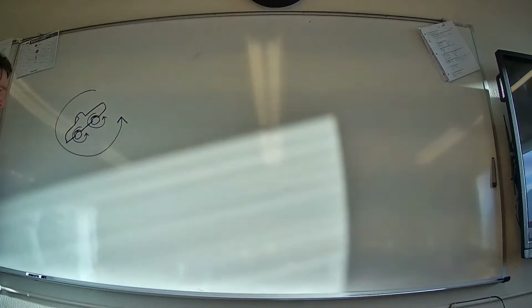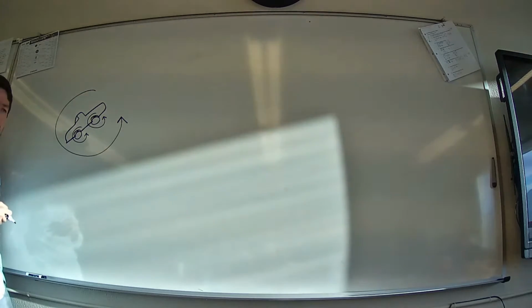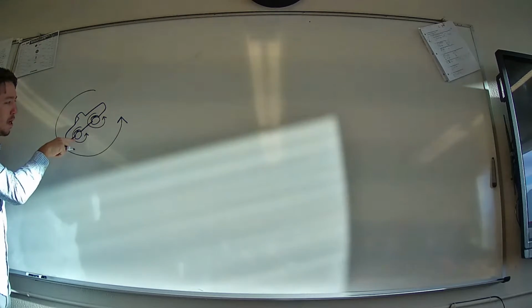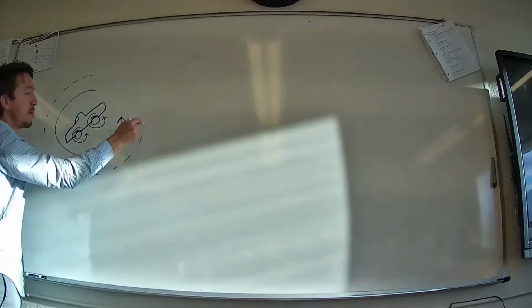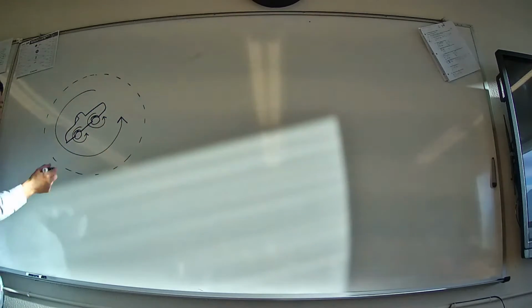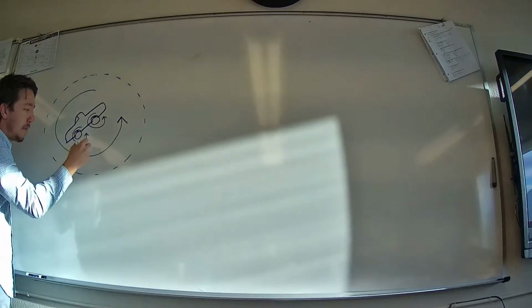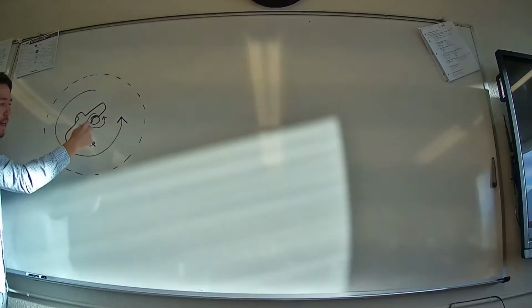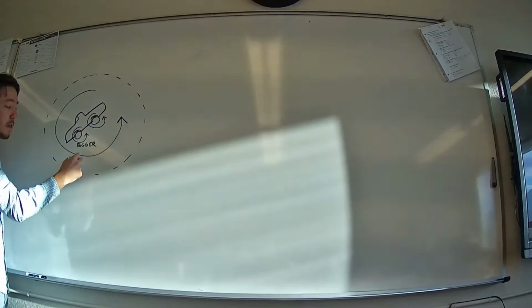Okay, so overall, this system has a bunch of angular momentum, right? Now, the total angular momentum in this system is going to be conserved, right? So what would happen if he made these arrows bigger? If these guys both went bigger, what would have to happen to this one? It would have to get smaller.